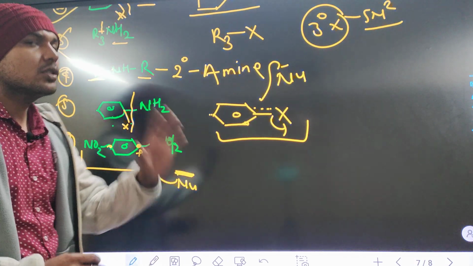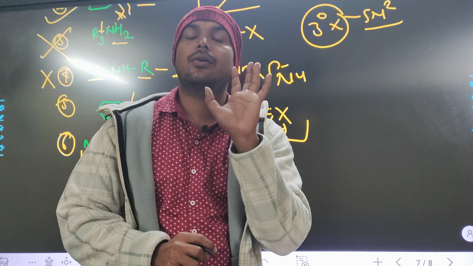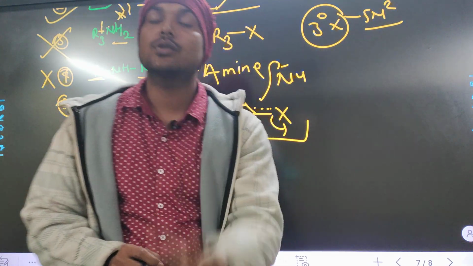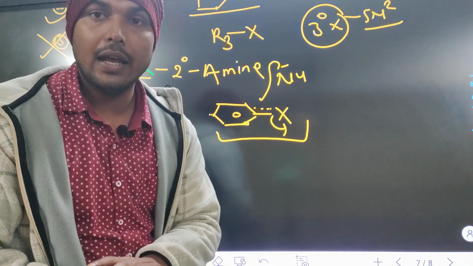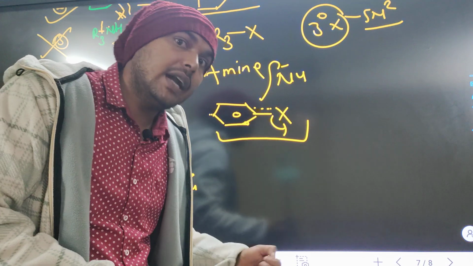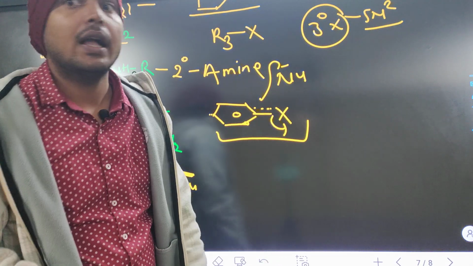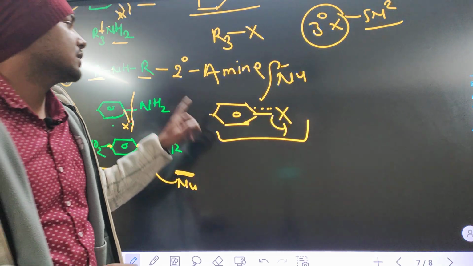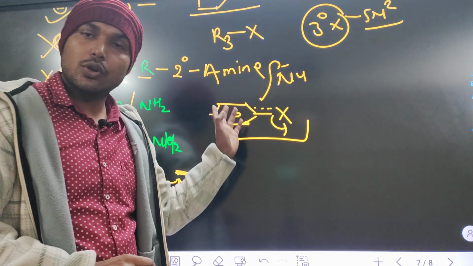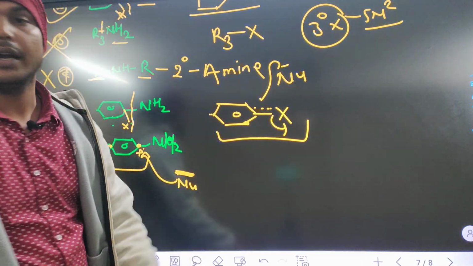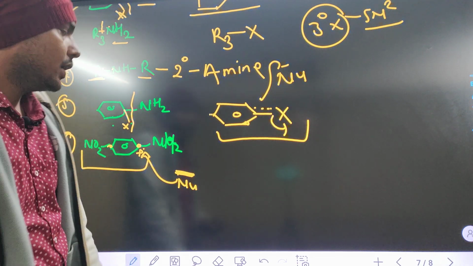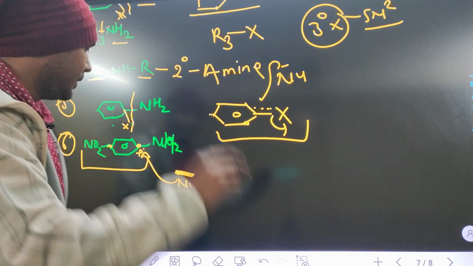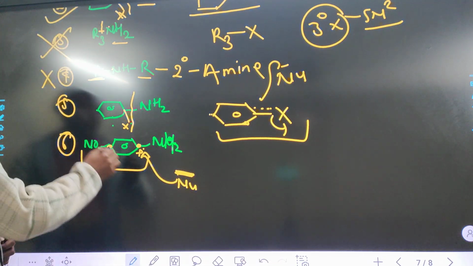So the final thing we have to remember is that if any electron withdrawing group is attached to the aryl halide, then it can participate in SN2 reactions, and that type of amine can be produced by the Gabriel phthalimide synthesis. If no electron withdrawing group is present on the aryl halide, it will not participate in SN2 reactions or form the corresponding amine.